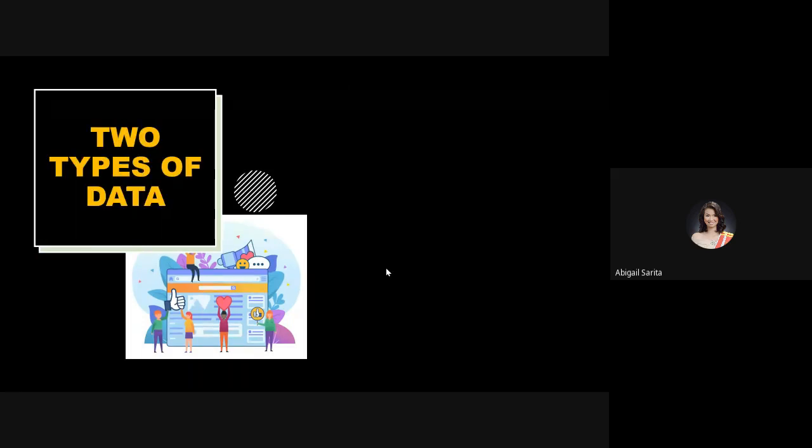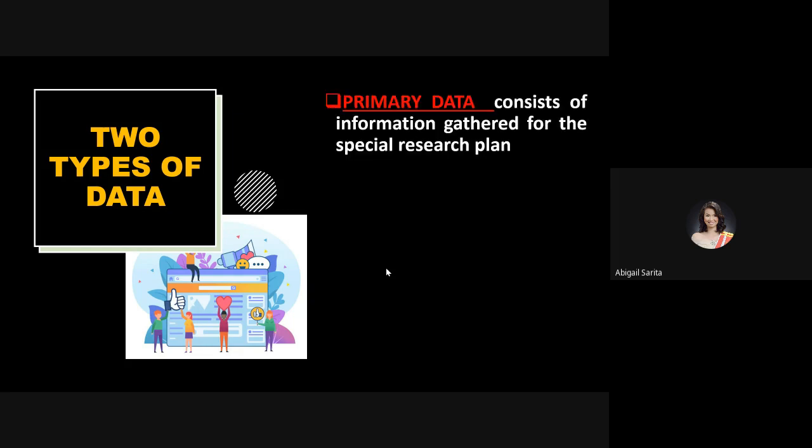Next is types of data. Meron tayong dalawang types ng data. The first is the primary data. Pag sinabi nating primary data, it consists of the information gathered for the special research plan. So, pag sinabing primary data, first-hand data, ibig sabihin, kayo mismo yung nag-acquire, kayo mismo yung kumuha, kayo mismo yung naghirap para pigain yung mga tao na kailangan nyo na magbigay sila ng informations. Ibig sabihin, galing sa kanila mismo, through their word of mouth or through their experiences. So, yun yung tinatawag nating primary data.